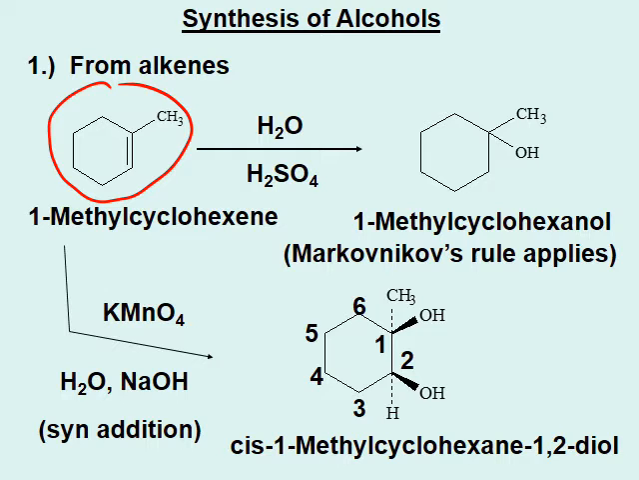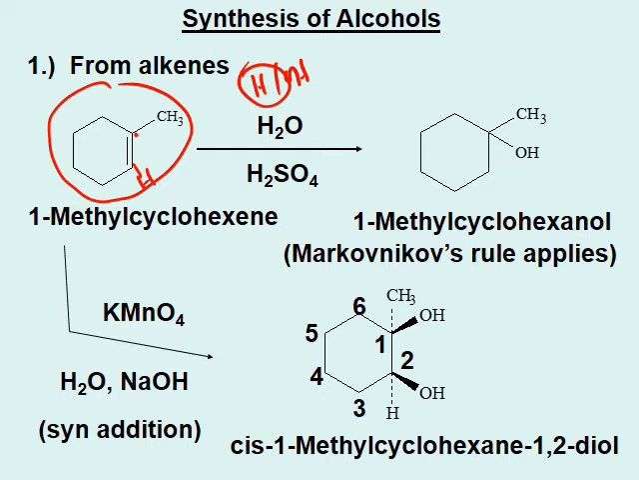Now, you can think of H2O as HOH. Remember that H goes to that carbon that already has larger number of hydrogen. So let's fill in with hydrogen around the carbon-carbon double bond. This particular carbon has one hydrogen. This carbon doesn't have any hydrogen. So obviously hydrogen would go to the carbon that already has hydrogen.